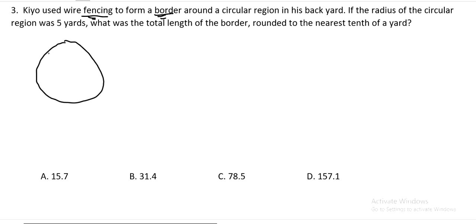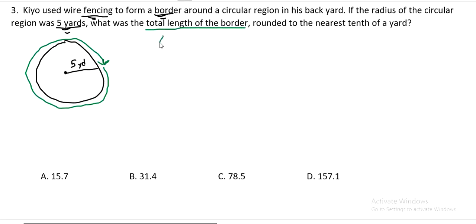So I'll draw a little diagram. Here's a little diagram of that circular region he's going to build a fence around in his backyard. Here's the center of it. They tell us that the radius of the circular region was 5 yards. So the radius, the distance from the center to the edge, is 5 yards. What was the total length of the border rounded to the nearest tenth of a yard? When they're asking what was the total length of the border, they want to know how far it is all the way around. Well, the distance all the way around is the circumference.